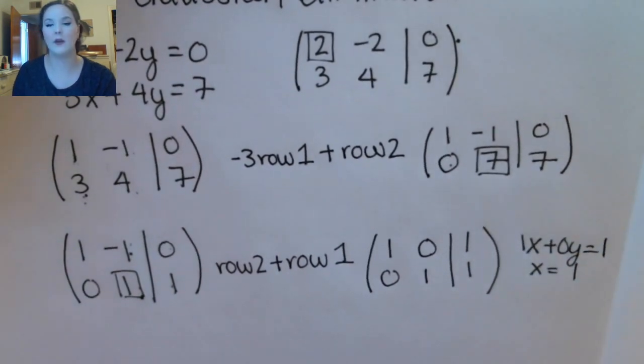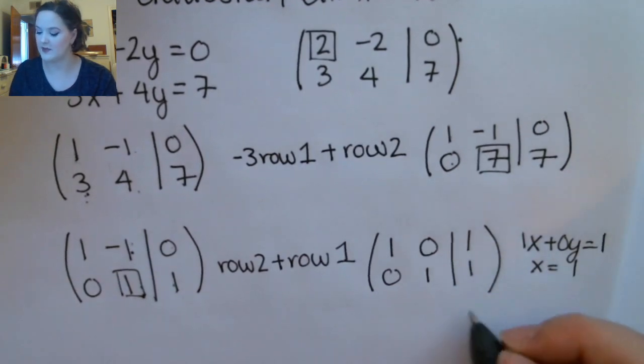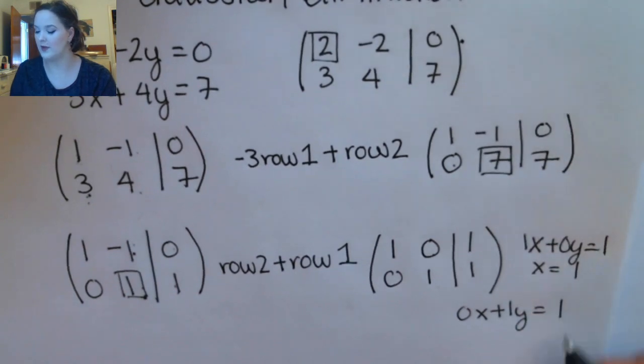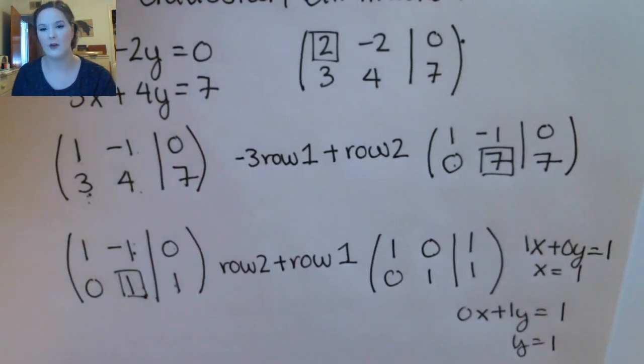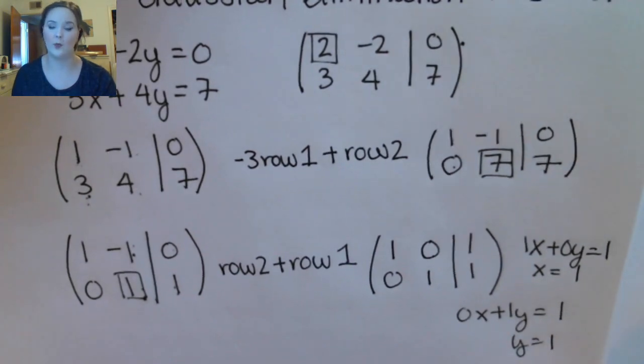Okay, well, what does that really mean? X equals 1. Okay, then we're going to look at what the second row means. Remember, this is 0x plus 1y equals 1. So y is 1. Okay, so this is my solution. The solution is 1, 1.